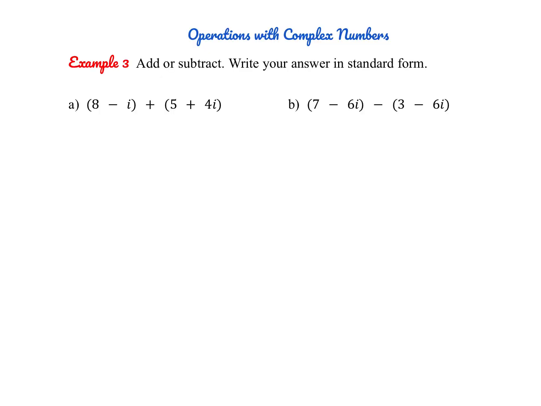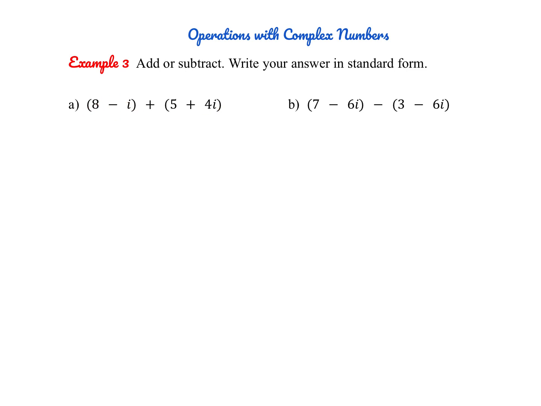Now we're going to practice performing some operations with complex numbers. Specifically, we're going to do addition, subtraction, and multiplication. So when you're doing basic operations, i acts like any other variable. When you're adding or subtracting, you're simply combining like terms. So let's try this first one.